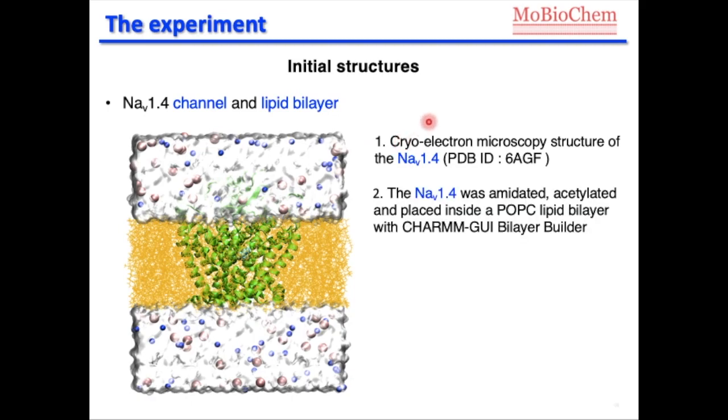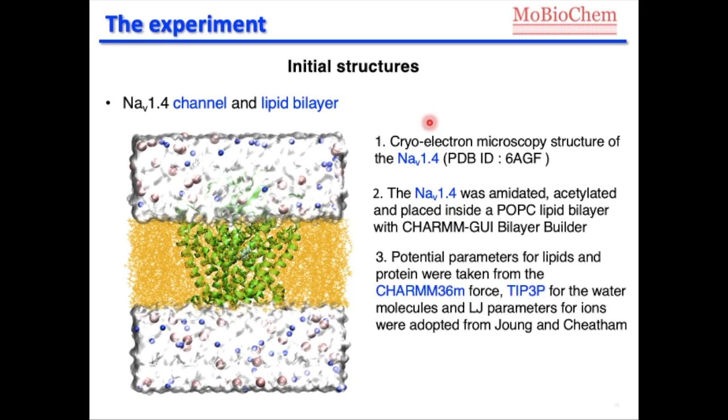Then, with the structure obtained, the transmembrane proteins was amidated, acetylated, and placed in a POPC lipid bilayer with Charmm-GUI bilayer builder. Then, finally, regarding the force field, the potential parameters of the lipids and the proteins were taken from the CHARMM36m, then TIP3P was used for water, and the Lennard-Jones potential parameters for the ions were adopted from these two authors.